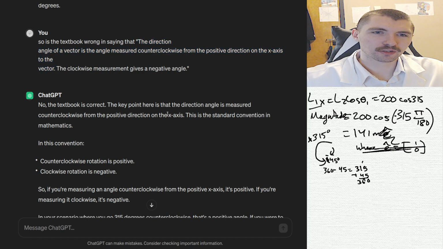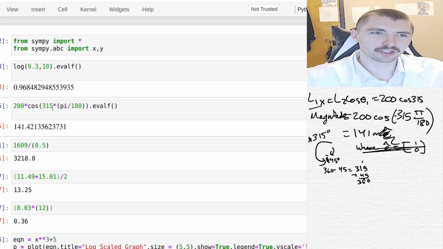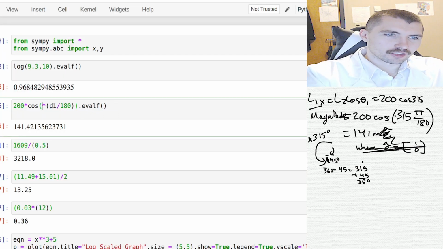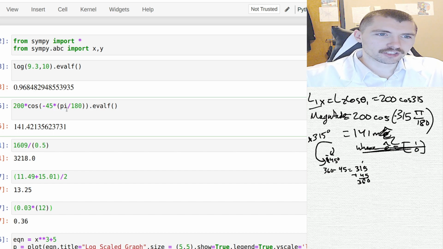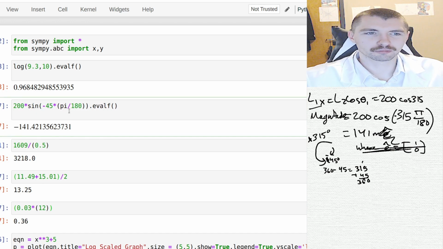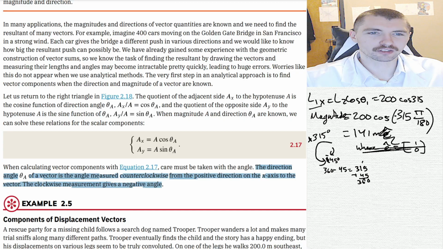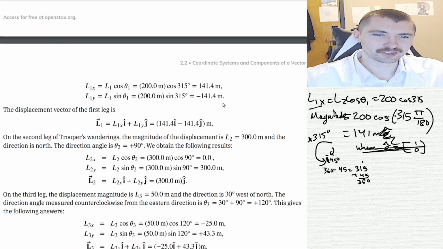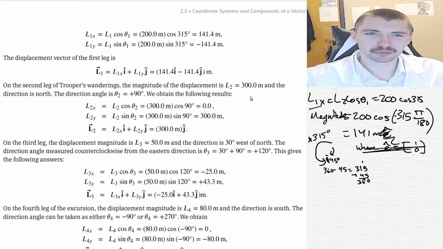So, okay, in theory, I should be able to write negative 45 degrees. That should be 148.1. And if I change this to sine, it'd be negative. Okay, so I just kind of cleared everything up. Hope you don't mind me spending time on that.